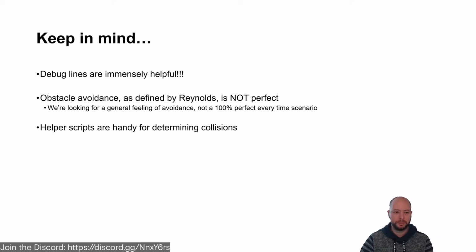not hard-coded. Debug lines, I'm sure you guys have already discovered, are very, very helpful, especially in determining what's going on with real-time systems. And again, this system, Reynolds, is not perfect. I've given you a couple of options of how to make it a little bit better, but keep in mind that it's still not going to be perfect. And so creating some helper scripts for determining collisions and doing the stuff a little bit more modular than before might be really helpful.